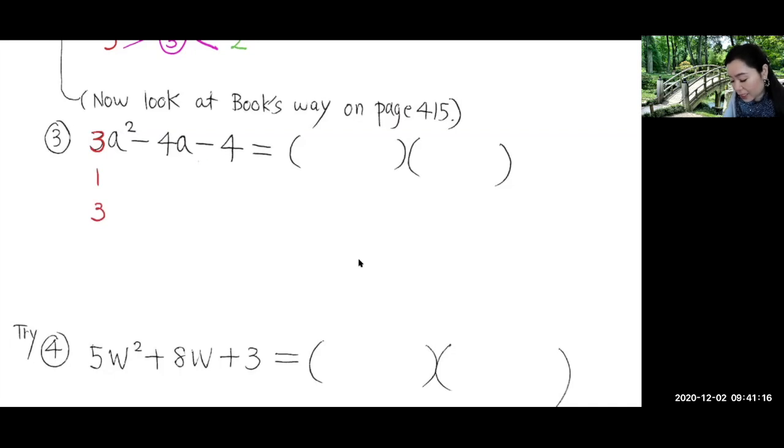What about this -4? How would you like to factor -4? Oh, okay, so I have someone in the chat saying -2 and 2. Yes, okay. So let's try -2 and 2. Okay, let's see if it works.